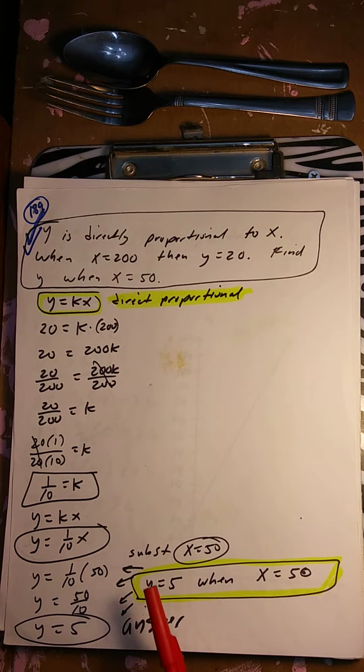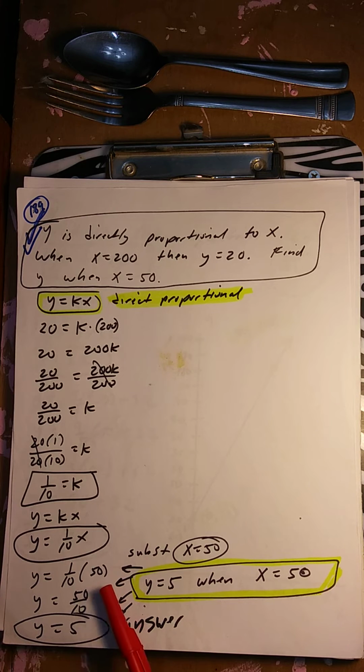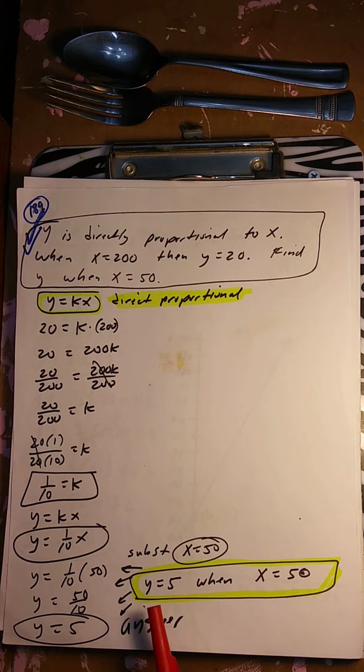And it tells us what happens when x is 50. So put a 50 in there. 1 tenth of 50 is 50 over 10, which is 5. So y is equal to 5 when x is 50.